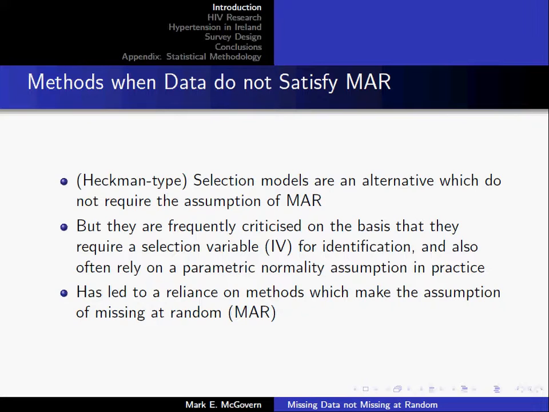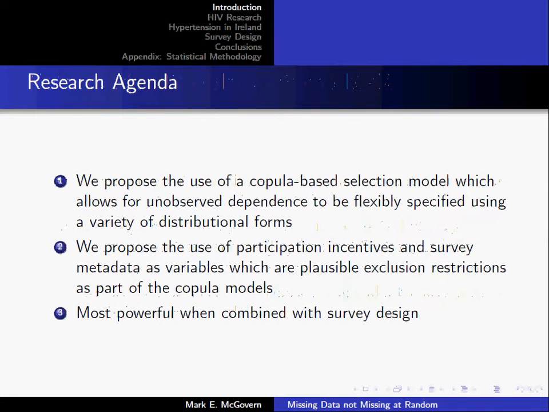That's not to say that selection models are perfect, but I think the balance is not quite right at the moment, and I think that we can do better. So what I'm talking about today is really part of a broader research agenda where we try to do three things. So we've had some statistical and methodological developments where we try to extend the model to relax some of these assumptions. And the second thing we've done is look at applications of this approach.